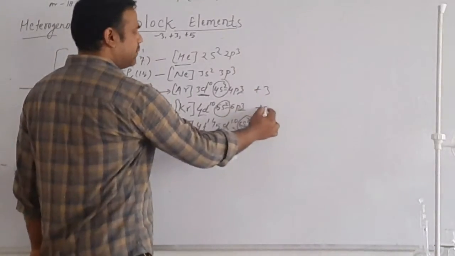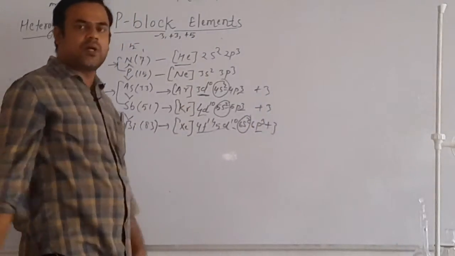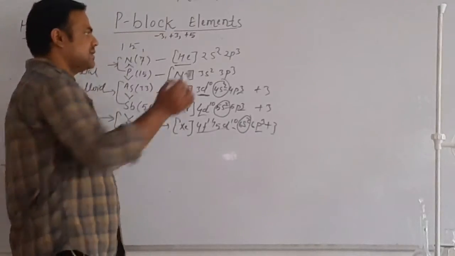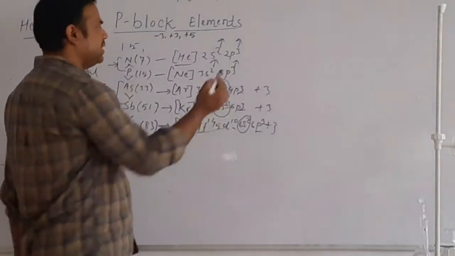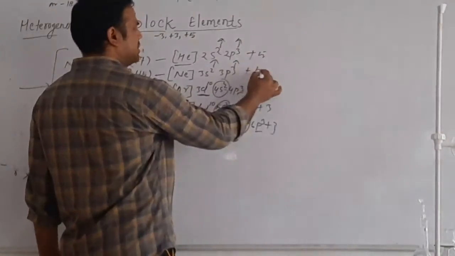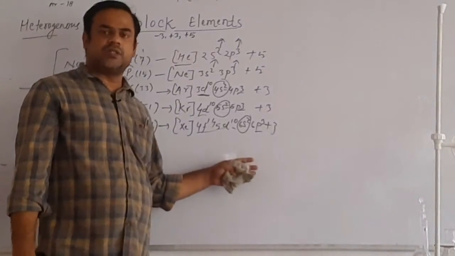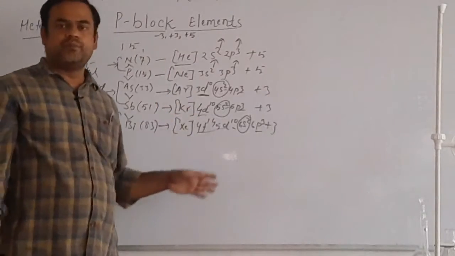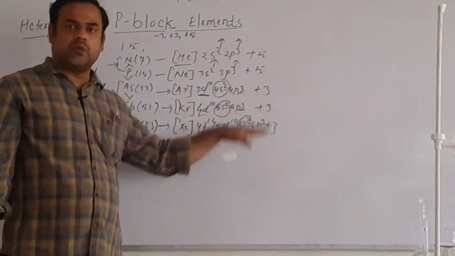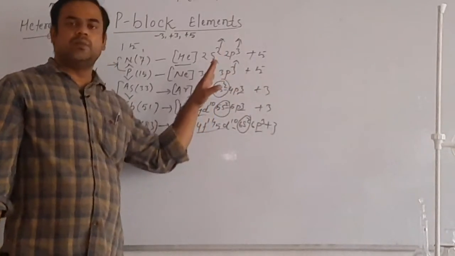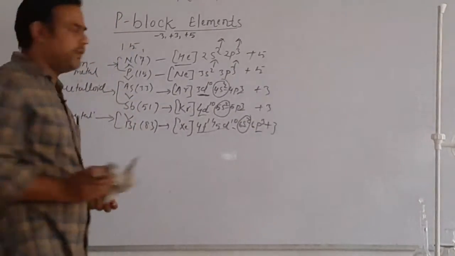That's why the downside elements show stable +3 oxidation state. But on the upside, d and f orbitals are not involved and the effective nuclear charge is less, so all these 5 electrons can be excited and removed. That's why they show +5 oxidation state. So down the group, lower oxidation state is more stable, and up the group, higher oxidation state is more stable. So this was about the group 15 elements.